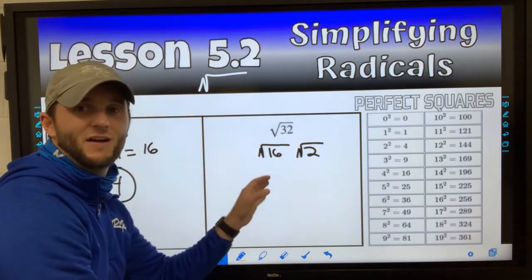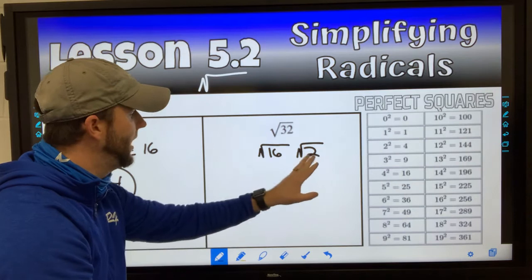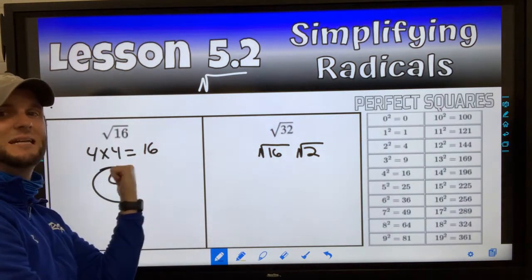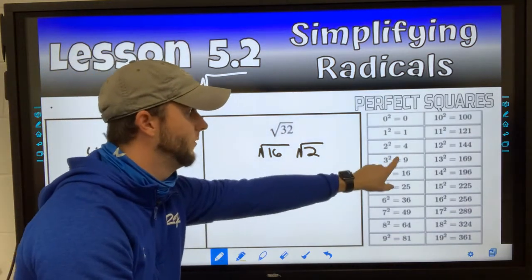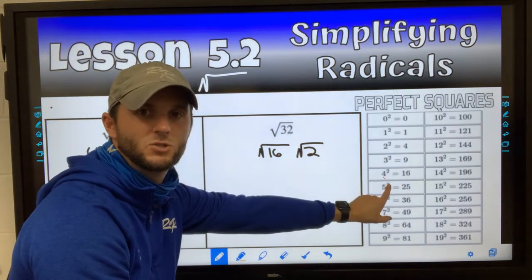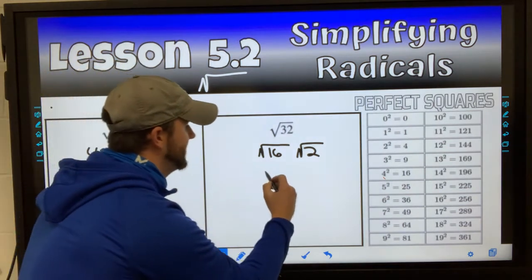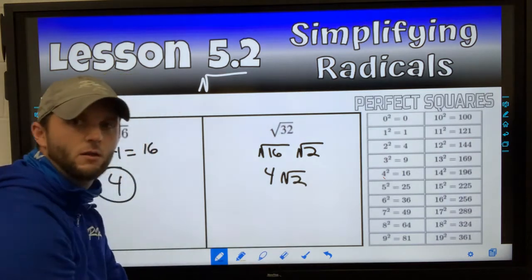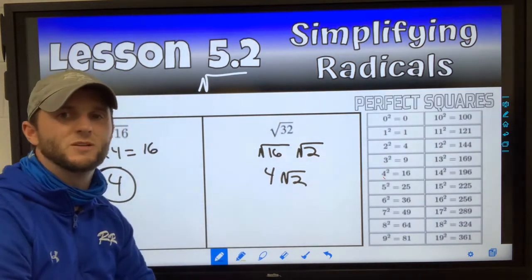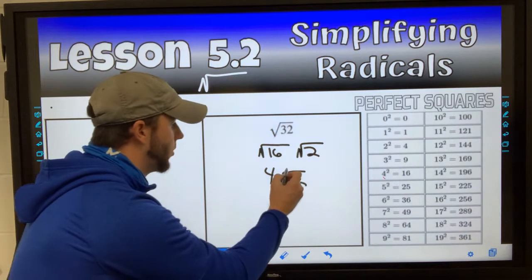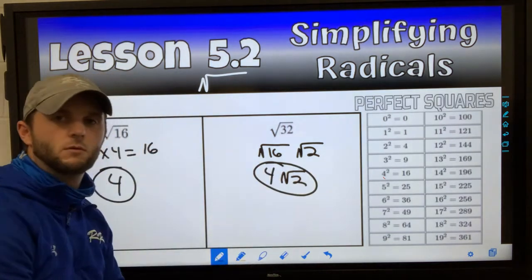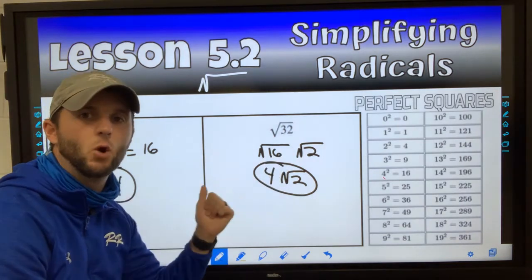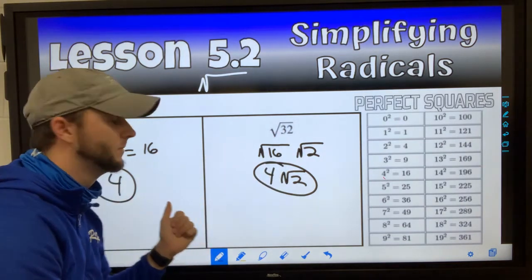Now I'm going to simplify it further from there. I can't do the square root of 2, but I know the square root of 16, we just did it over here, turned into 4, right? Square root of 16 gave me 4. So I would just bring that down, and the square root of 32 is going to simplify to 4 square root 2. Okay? So basically you're finding the highest perfect square that can go into that. All right? Let's jump into the examples.